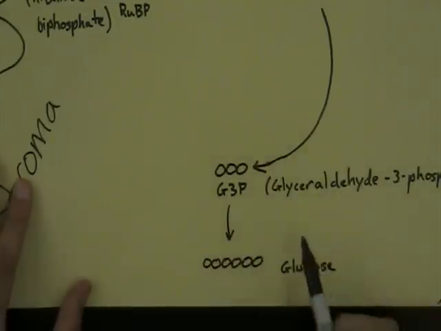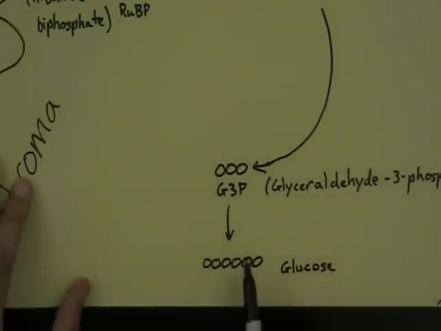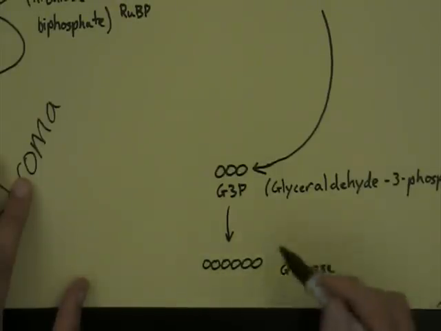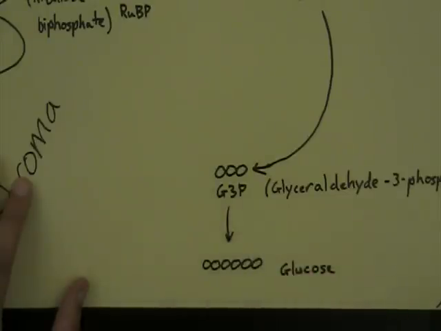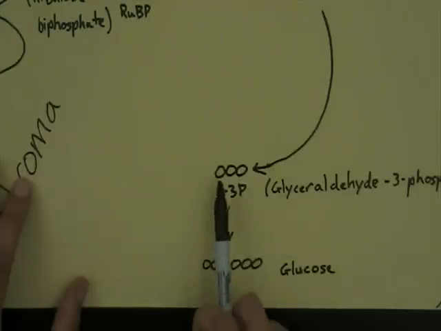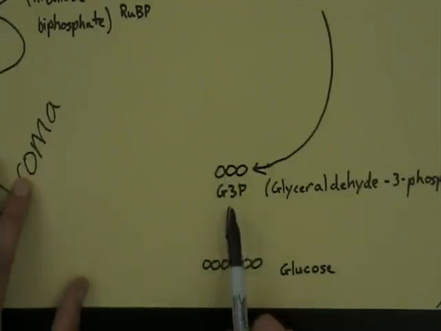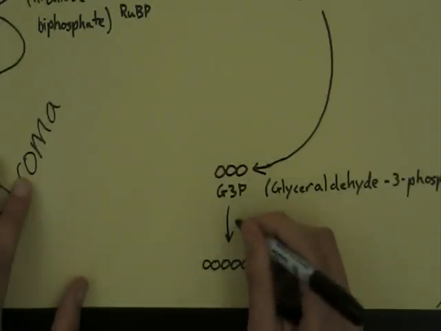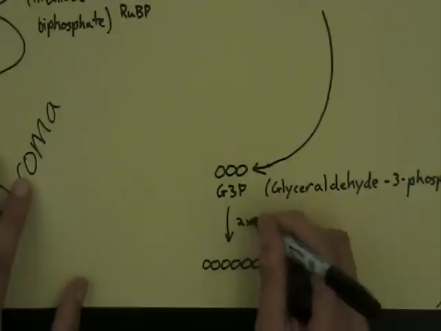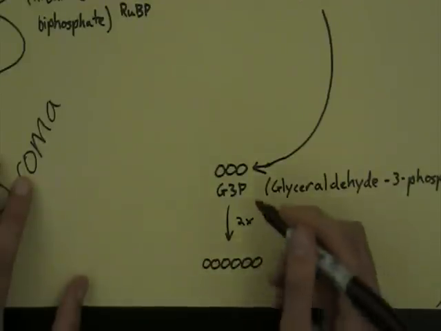Now, as in all of these, we know that the 6 carbons in glucose aren't in a straight line. I'm just drawing it that way so that we can keep track of how many carbons are present. If you're good at math, you'll realize that to make a 6 carbon molecule, we're going to need 2 of these molecules, 2 G3P. So I'm just going to write 2 times there to show that 2 of them are going in that direction.